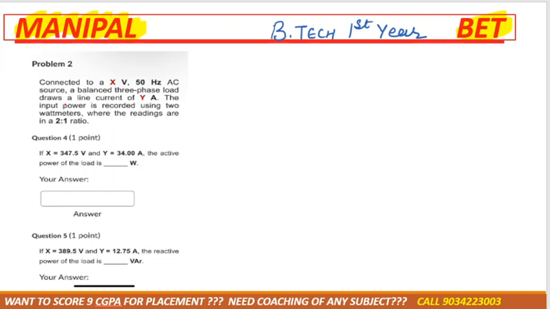Now the next problem, assignment problem. Connected to X voltage means voltage is given. How much is the voltage? 347.5 volt. Frequency is also given, 50 hertz. AC source, a balanced three phase load, draws a line current.